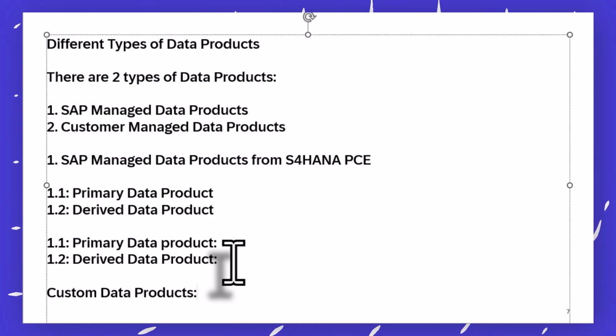In that case, SAP is giving a provision to create their own data products, which we call a custom data product. Now, where to create it? They should have some tool to create custom data products, right? As of today, using SAP Datasphere, customers can create custom data products. So how to create it?